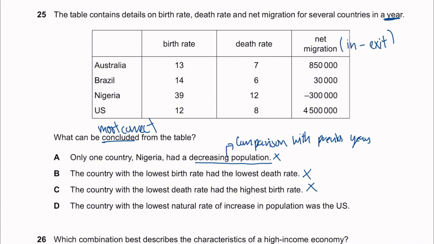Let's see if D is the correct answer. The country with the lowest natural rate of increase in population was the US. The natural rate of increase is birth rate minus death rate. So just work it out. This one minus that one. You can see that the US has the lowest natural rate. Yeah, this is correct.